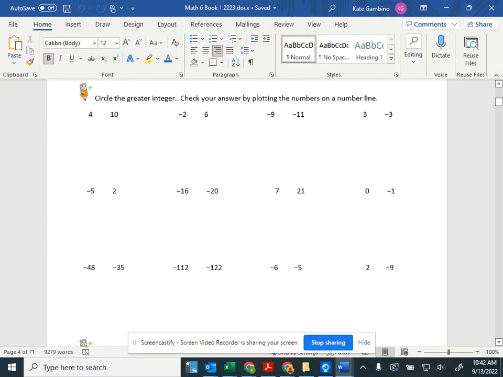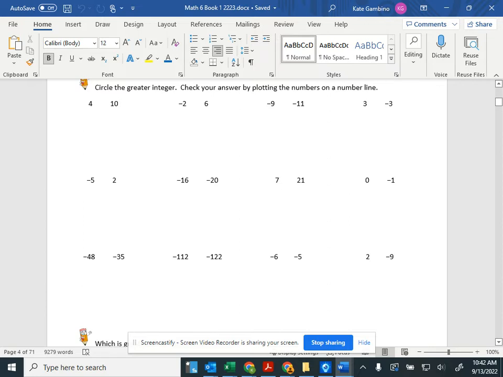Circle the greater integer. Check your answer by plotting the numbers on a number line. So, when it says check your answer, do you think you should check your answer? Yes. Okay, do you always have to have your number line start at 0? No. So when we get to negative 122, I don't expect you to be starting at 0 and going all the way to the left to negative 122. But you can draw your number line and say, okay, if I'm at negative 112, then I'm going to go to the left.